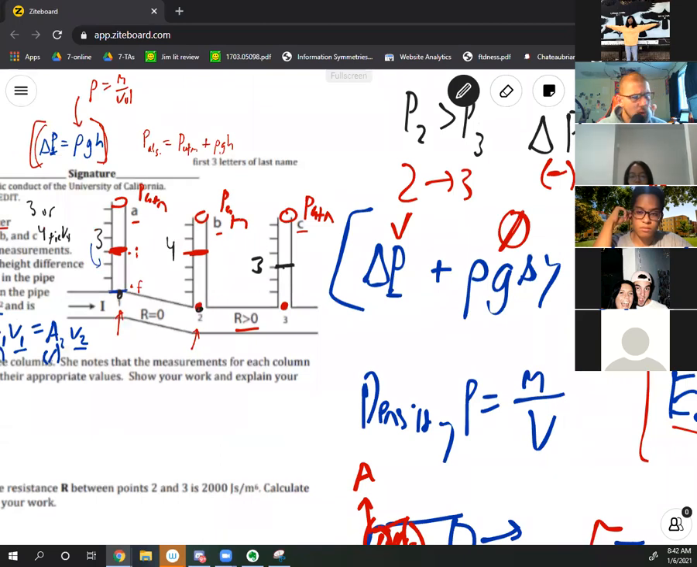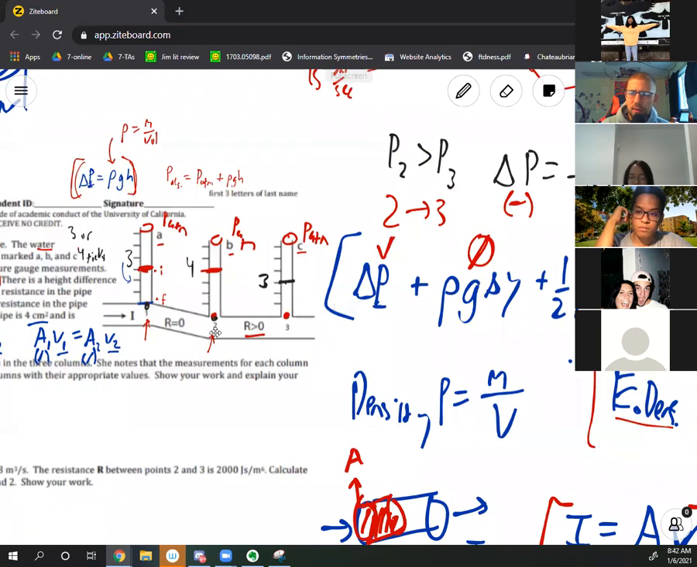Jordan asks, are I and R always positive? So R will always be positive, yes. Current is positive as long as you take the final point to be downstream of your initial point. So if you take your final point to be downstream of your initial point, current will always be positive.